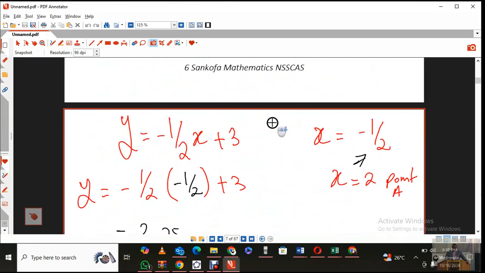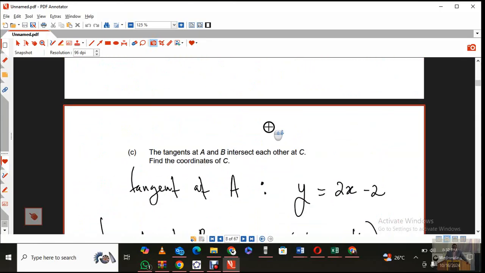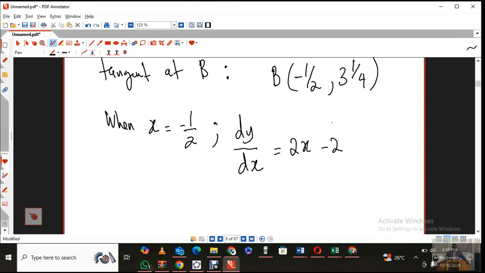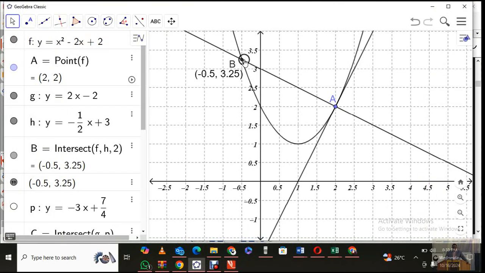So what we're saying is that dy/dx is our gradient formula, and it happens to be 2x minus 2. So when x is equal to negative a half, we input it in here. This is going to allow me to find the gradient at point B. Now let me just go back to that curve. Can you see where point B is? If I have to draw a tangent line, that tangent line is going to have a negative gradient. Do you agree with me? Because it has to go something like this.